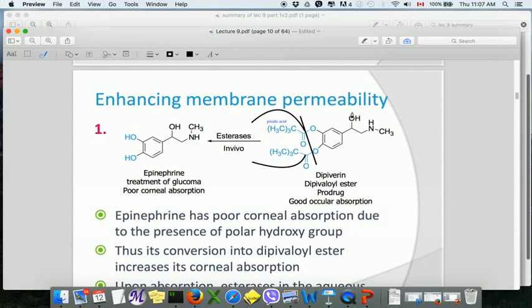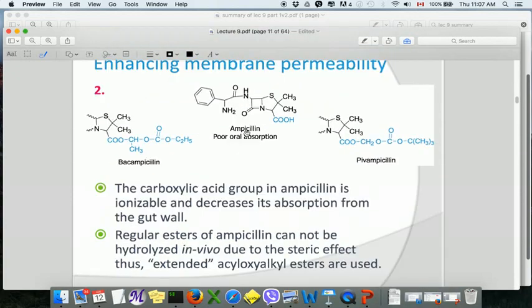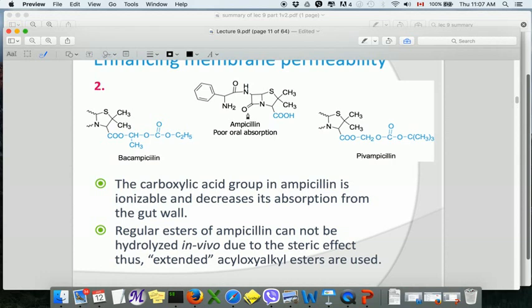Or the other way around, I'll give you this drug, and I tell you, please make it more membrane permeable. What would you do? You'll just attach an ester. It doesn't have to be the same ester, but any lipophilic ester. We have examples of lipophilic esters, lots of these in the lecture. Don't worry.